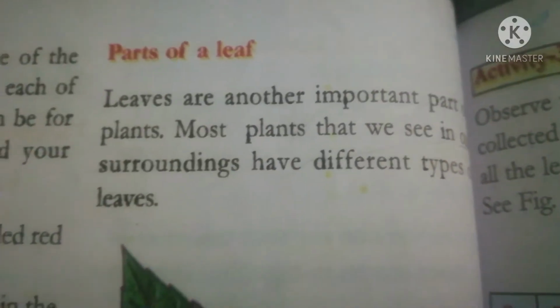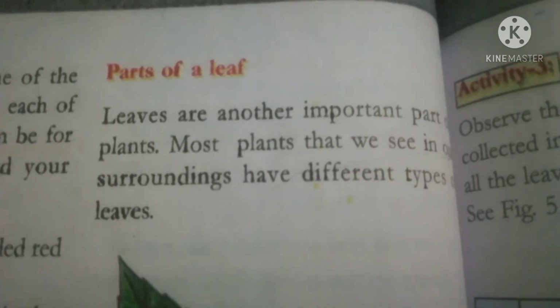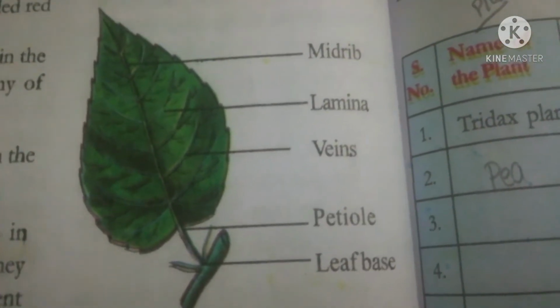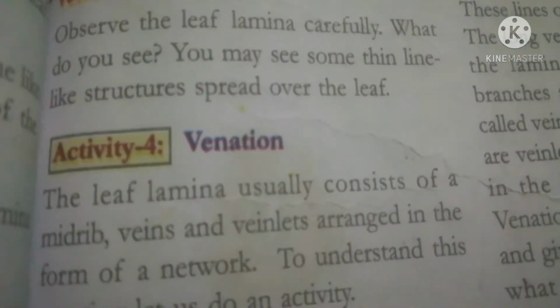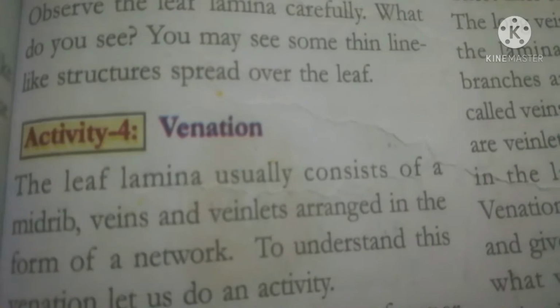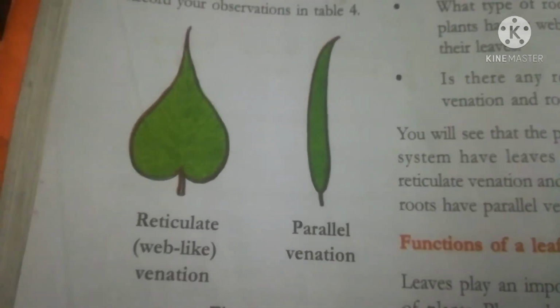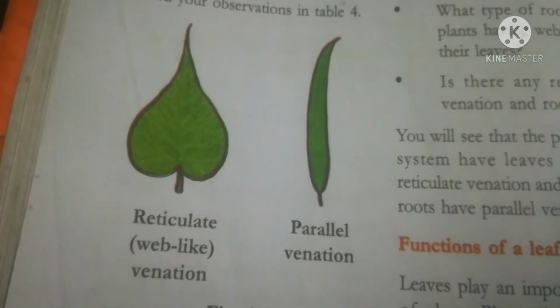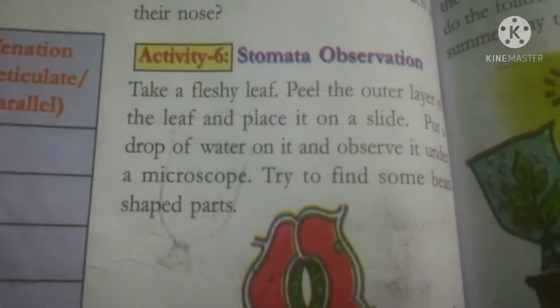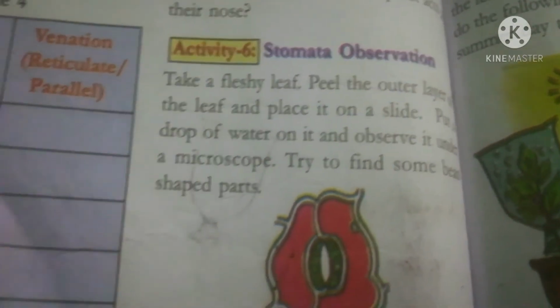So students, in our previous class we discussed parts of a leaf, like midrib, lamina, veins, petiole and leaf base. And what is venation, and their types of venations, like here you can see on your screen. Today we are going to discuss stomata observation.